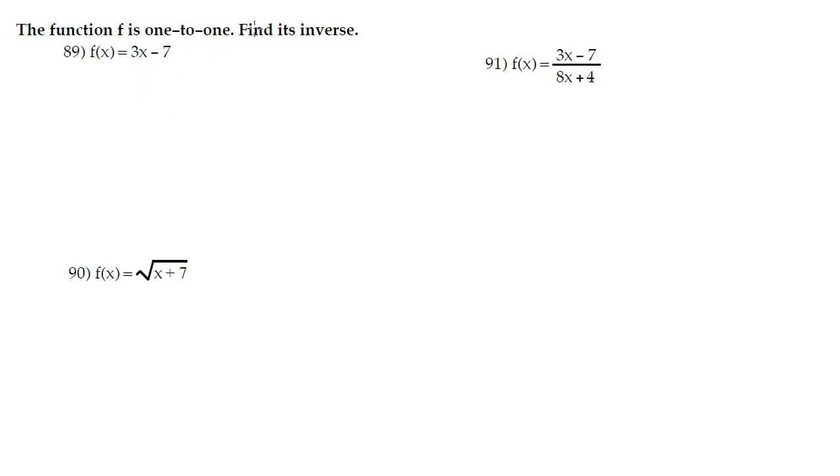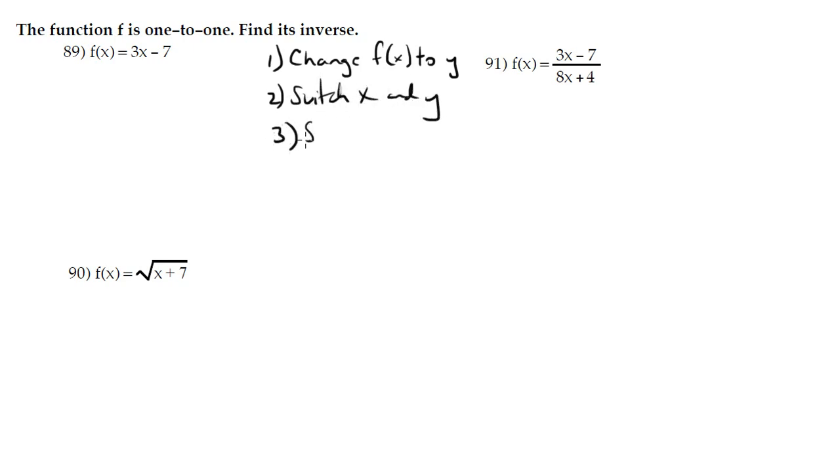So the function is one-to-one. Find its inverse for all three of these. There's a three-step process to finding the inverse. First step, change f of x to y. Second step, switch x and y. Third step, solve for y. That's the same three steps I'm going to do for all three of these problems.